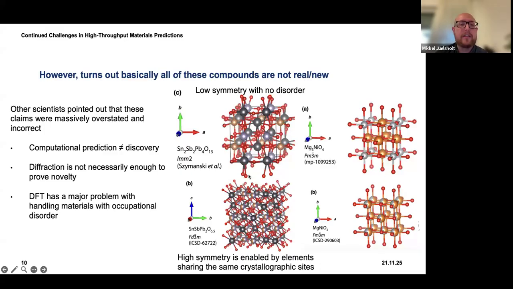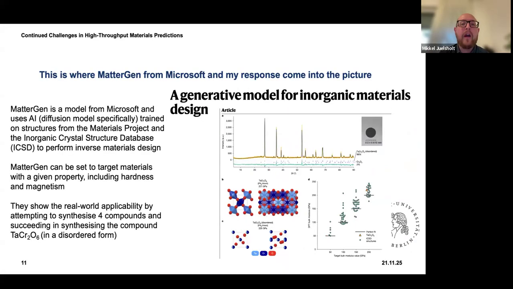And yeah, there's some examples here, right? And of course, that means that if you train an AI on DFT data that suffers from this problem, well, your AI will predict a bunch of low symmetry, really well-ordered structures, which in reality would be disordered high symmetry structures.